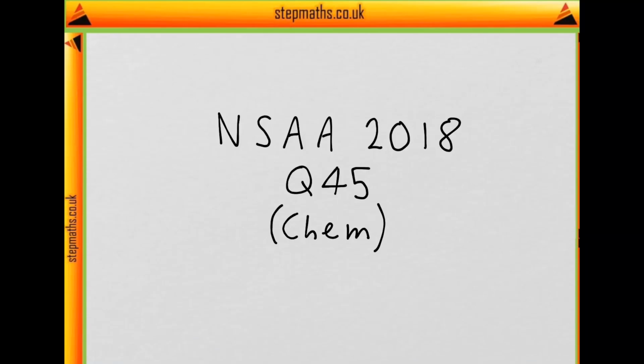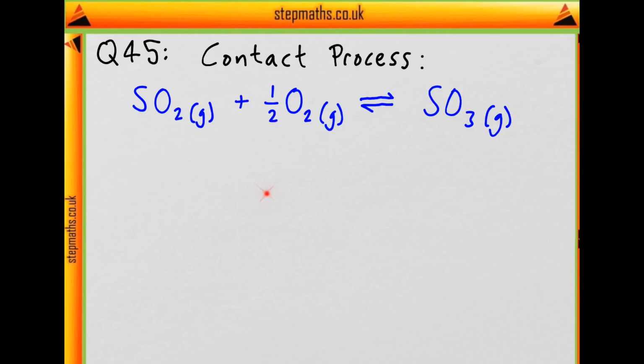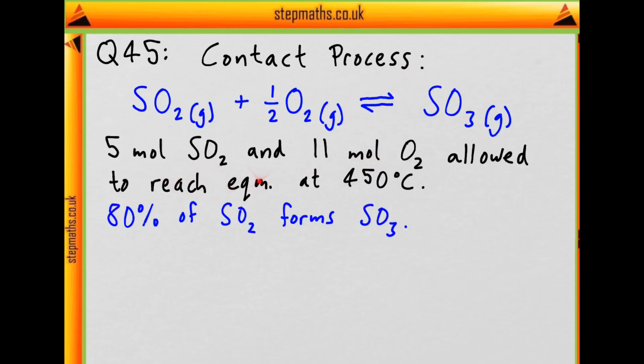This is question 45 on chemistry from the 2018 NSAA. So the question gives you the contact process where sulfur dioxide and oxygen form sulfur trioxide in a reversible reaction, and you're told that 5 moles of SO2 and 11 moles of oxygen are allowed to reach equilibrium at 450 degrees C, and that 80% of the sulfur dioxide forms sulfur trioxide.